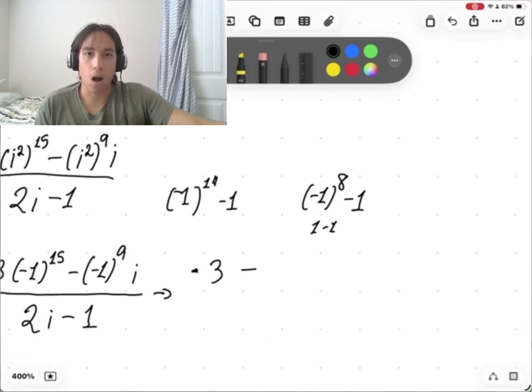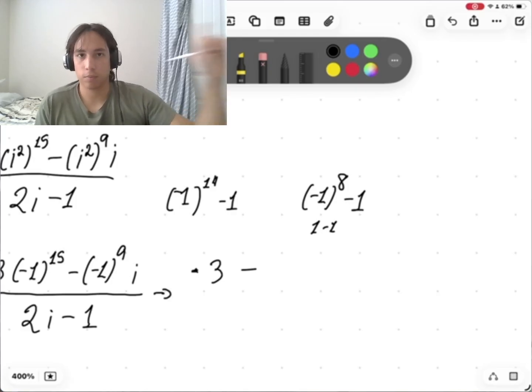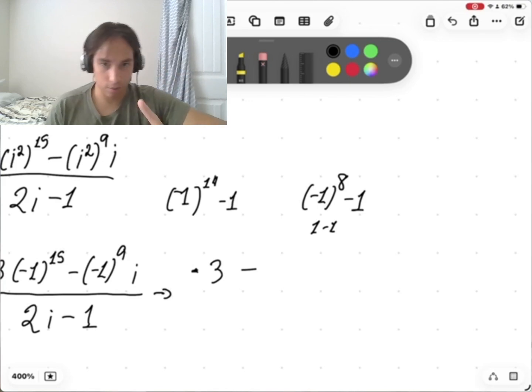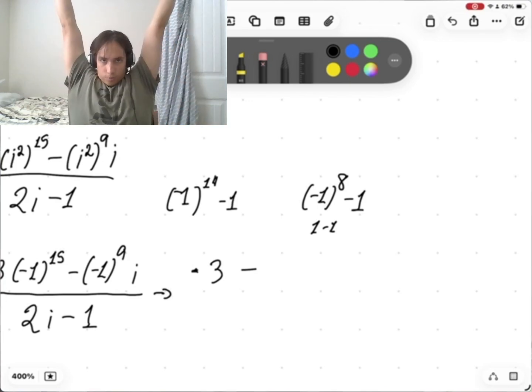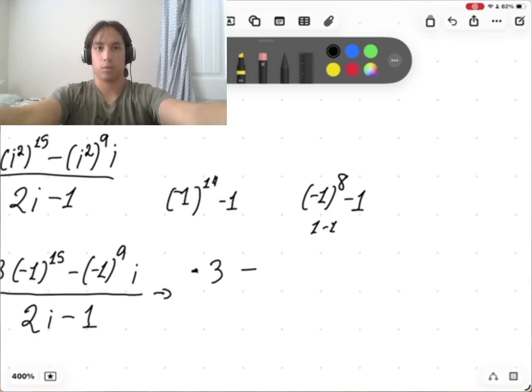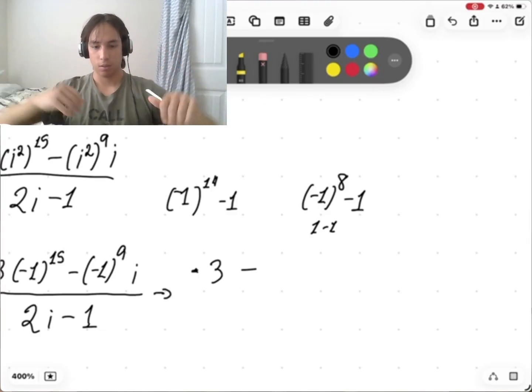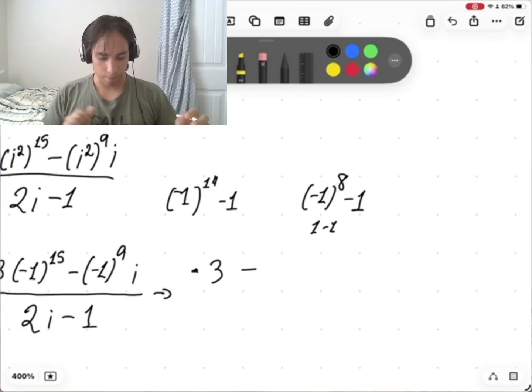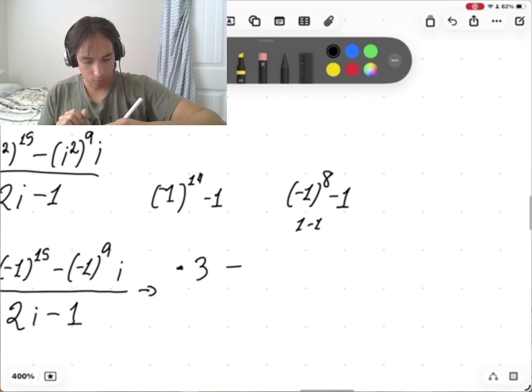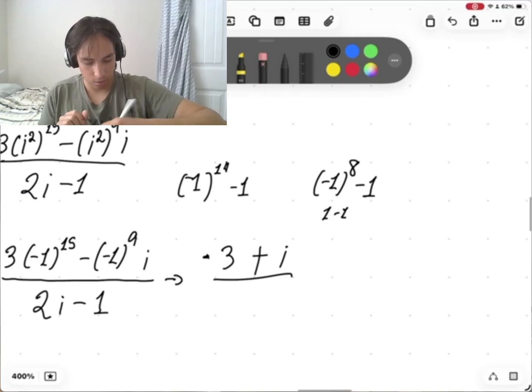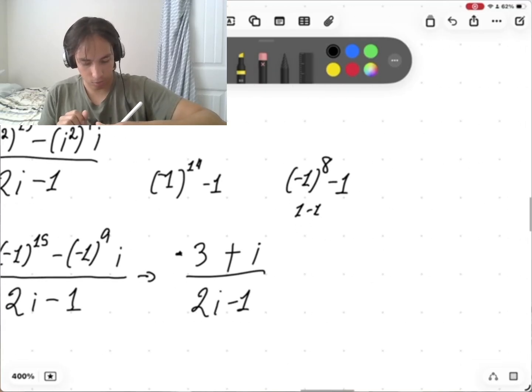In general, if the power is odd, it conserves the sign, right? So am I right? I can't quite see my face, the screen sharing is in the way. So minus -1 times i, which becomes a plus i, divided by 2i minus 1.